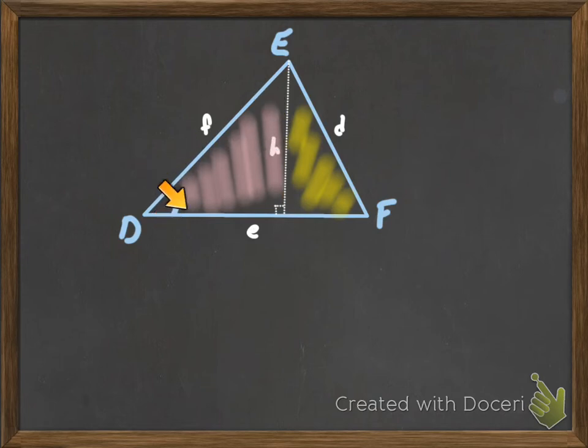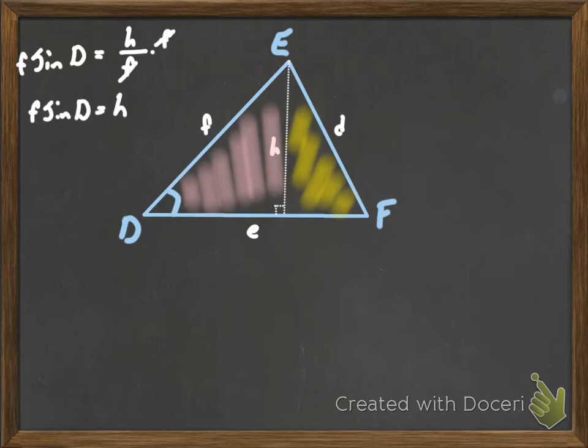So the sine of this angle D is the opposite side over the hypotenuse. And this side F is the hypotenuse of this triangle right here on the left. So we can write that down. Sine of angle D equals this H over F, so the height of this triangle over F. Well, I can rewrite this if I want to get rid of the fraction. I want to get the height by itself. I can multiply both sides by F, and I get the height of the triangle equals the length of this side times the sine of this angle.